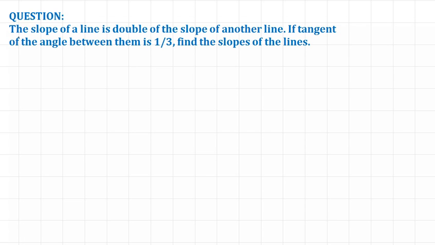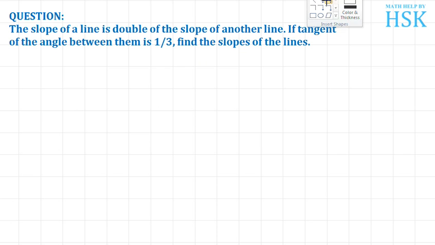The question is like this: the slope of a line is double the slope of the other line. If the tangent of the angle between them is 1 by 3, find the slope of the lines.